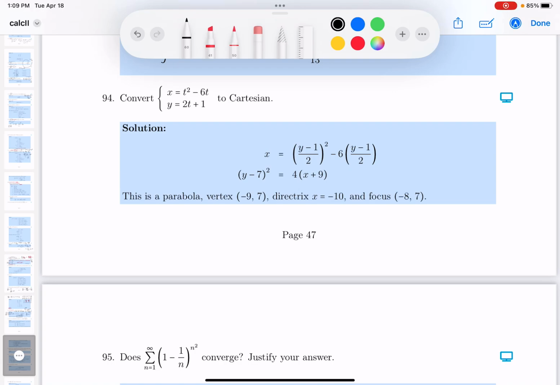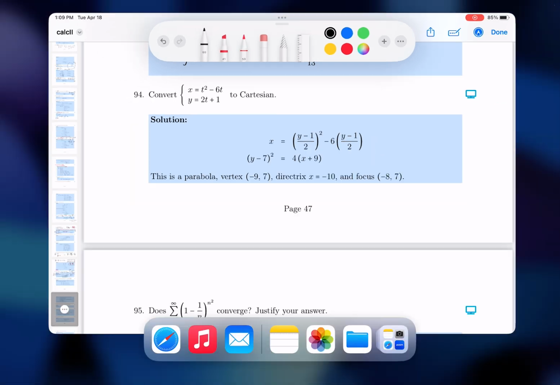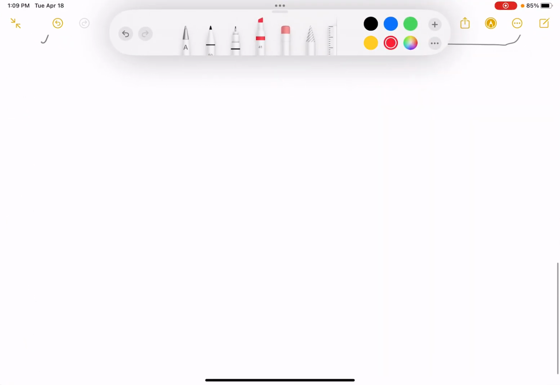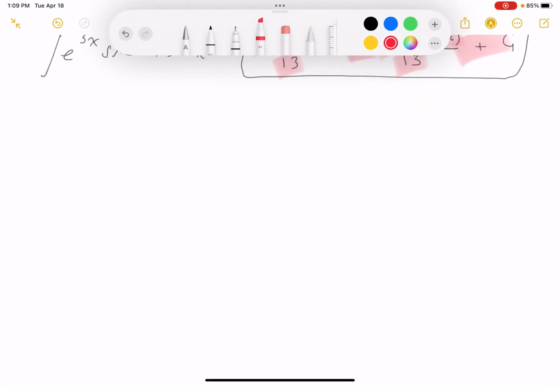Okay, for 94, then we're going to convert that to a Cartesian equation. So let's do that and describe what we're seeing when we do that. Going back to the whiteboard, and let me take a look at that. And the problem that we're doing here is problem number 94.